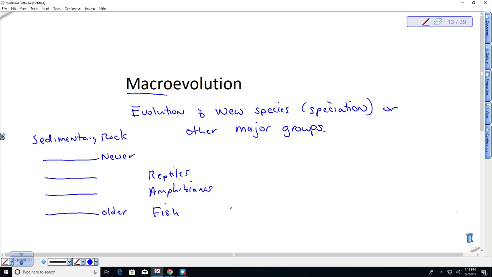And so then we have mammals, the age of the mammals. After the mass extinction of the dinosaurs, we saw diversification of the mammals. This would be an example of macroevolution: mammals evolving from a reptilian ancestor. So that's the idea of macroevolution. We're going to talk quite a bit about macroevolution and its mechanisms.